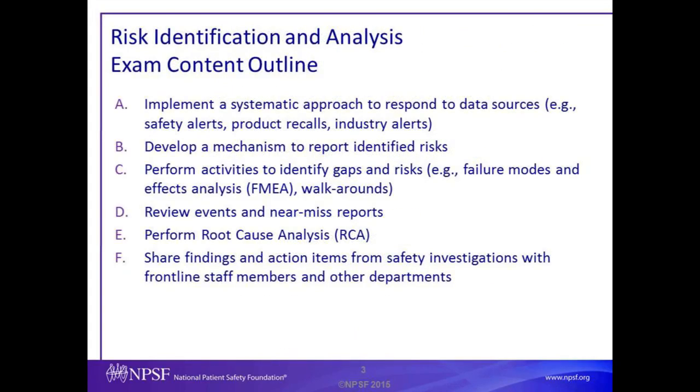The content outline for the risk identification and analysis domain is A. Implement a systematic approach to respond to data sources such as safety alerts, product recalls, and industry alerts. B. Develop a mechanism to report identified risks. C. Perform activities to identify gaps and risks. D. Review events and near-miss reports. E. Perform root cause analysis, or RCA. And F. Share findings and action items from safety investigations with frontline staff members and other departments.